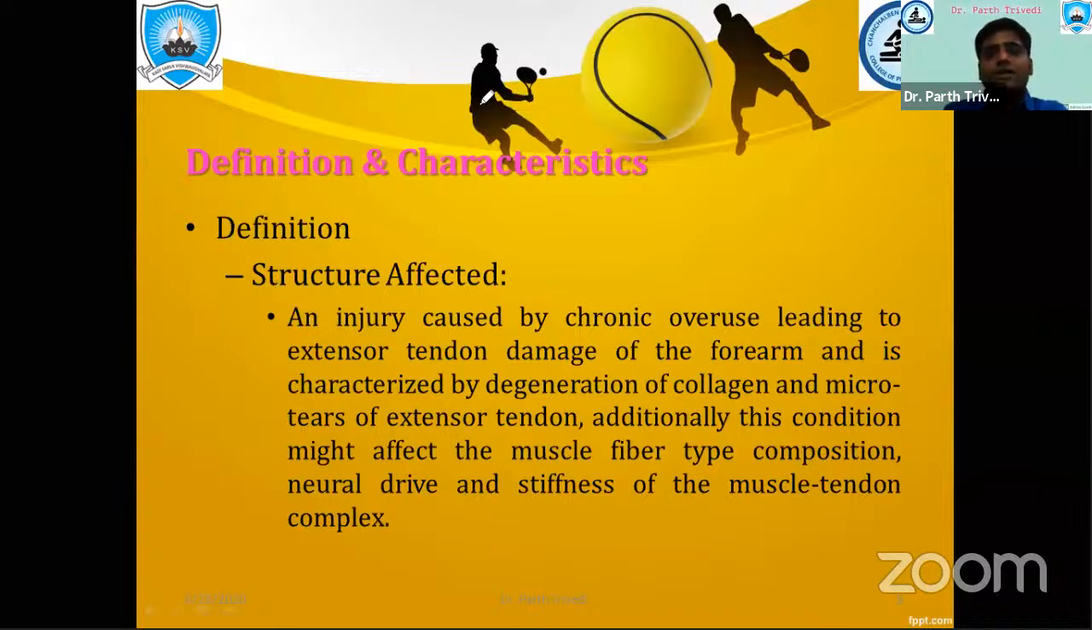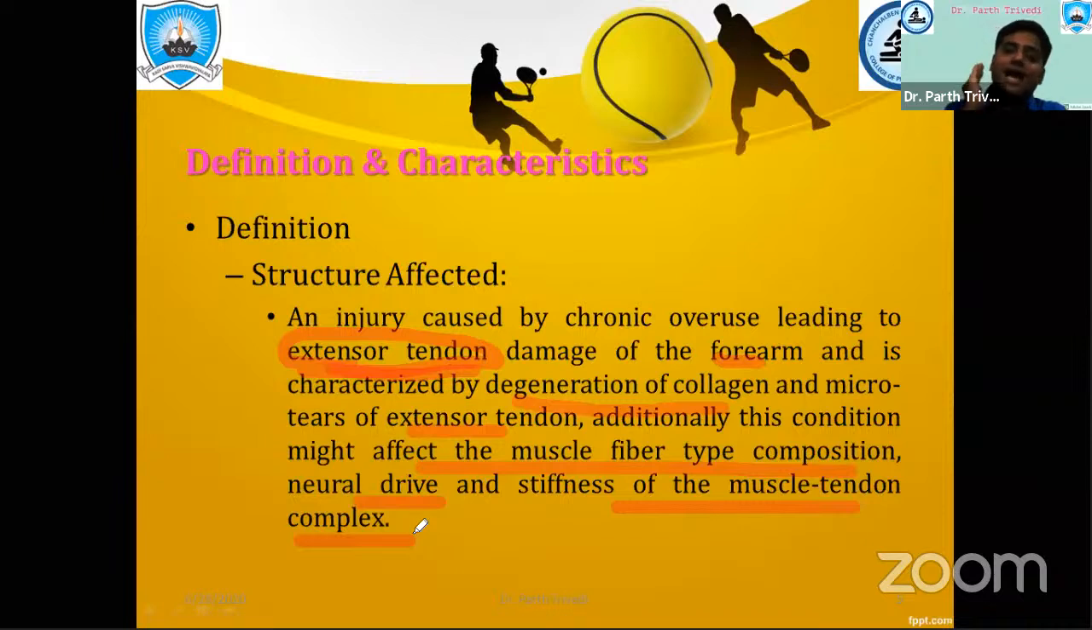The structure which is affected in this is basically the extensor tendon. As I said, the common extensor tendons of the forearm are affected. And you have seen a gradual decrease in degeneration of collagen. Additionally, it might be affected by the composition of neural drive and stiffness of the muscle tendon complex.